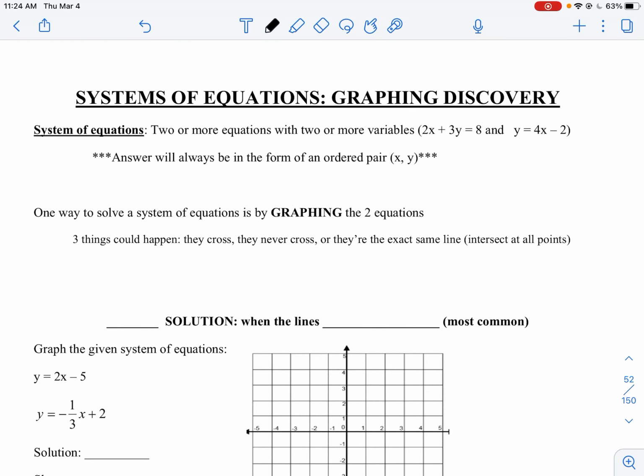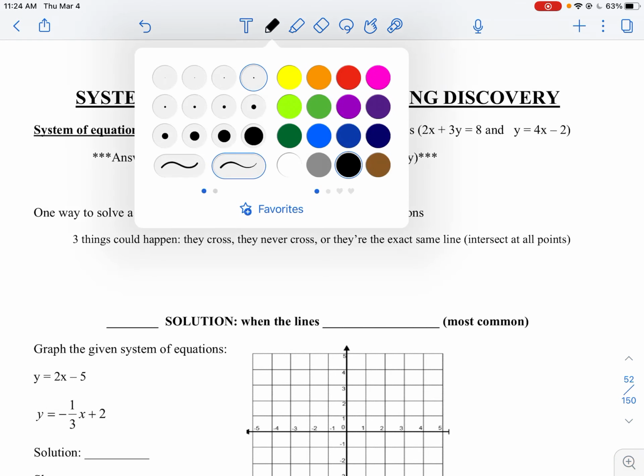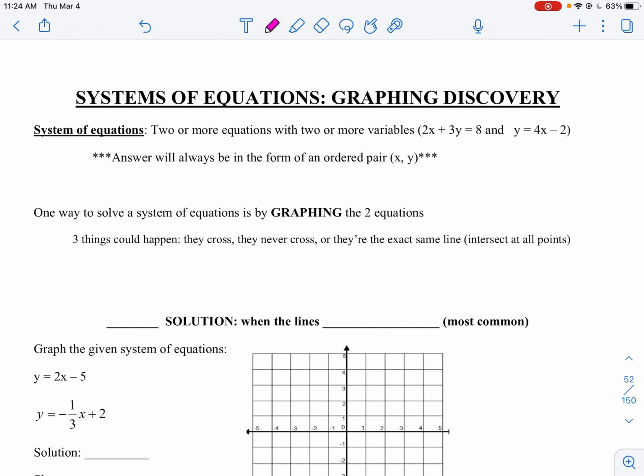Okay, so we're doing systems of equations graphing discovery. Systems of equations: two or more equations with two or more variables, so an x and a y. Answers will always be in the form of an ordered pair of x, y. It's always an ordered pair. You don't have just one number.